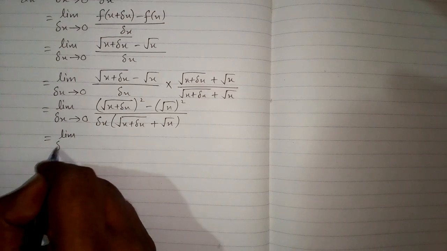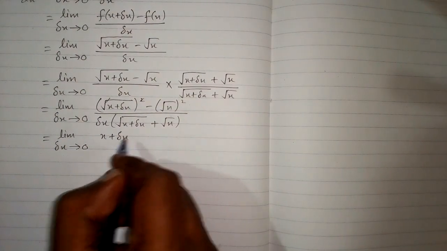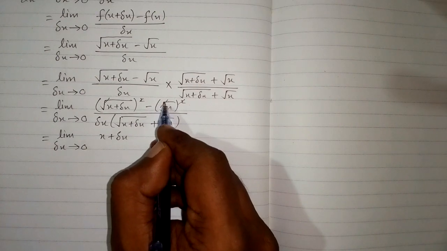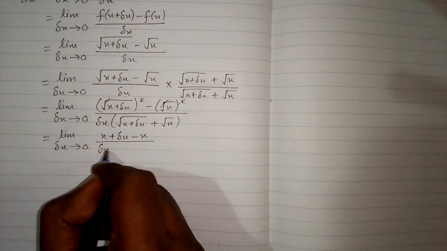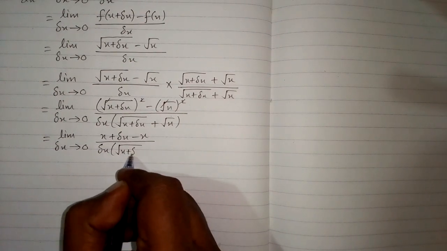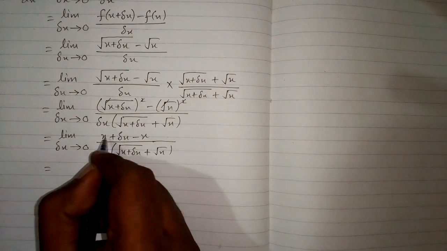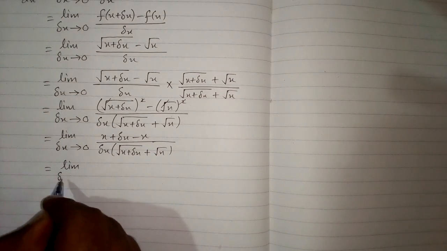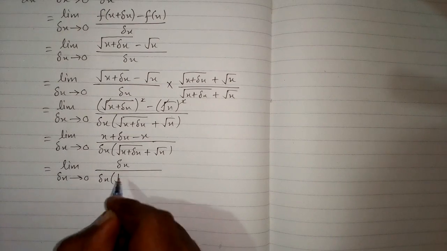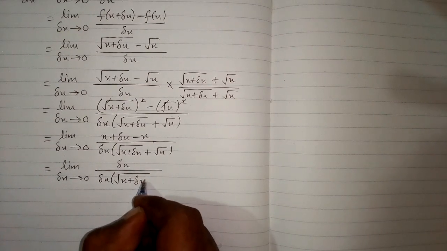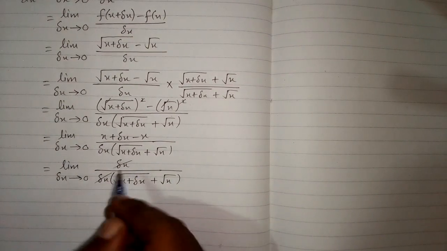Now we can cancel this square root and square, so we have x plus delta x, and again we can cancel this square root and square, so we have minus x upon delta x multiplied by square root of x plus delta x plus square root of x. Now x minus x is 0. So we have limit delta x approaches to 0 delta x upon delta x multiplied by square root of x plus delta x plus square root of x. Now we can cancel this delta x and delta x.